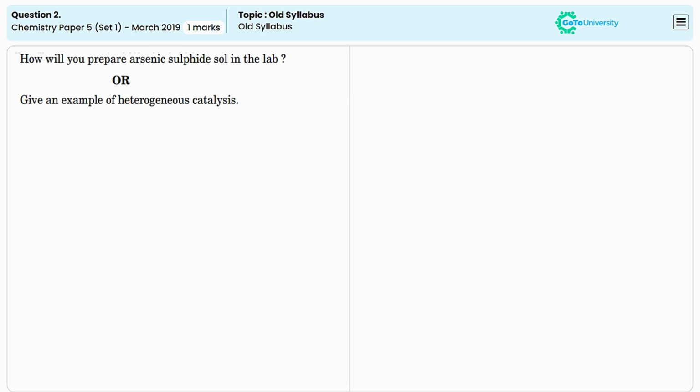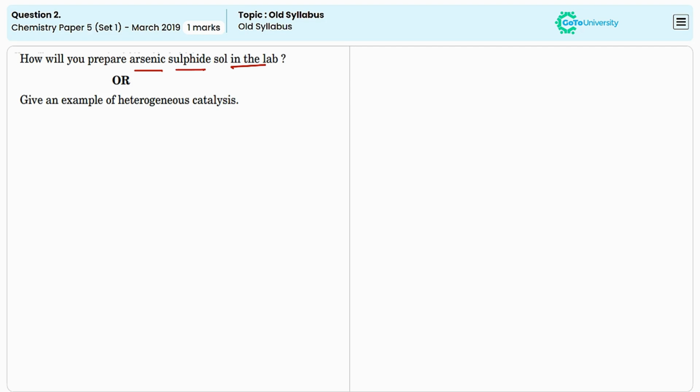Here the question is, how will you prepare arsenic sulfide salt in the lab? We can prepare arsenic sulfide salt from arsenic trioxide. Here we are dissolving a small amount of arsenic trioxide in hot water to produce a solution of arsenious acid.